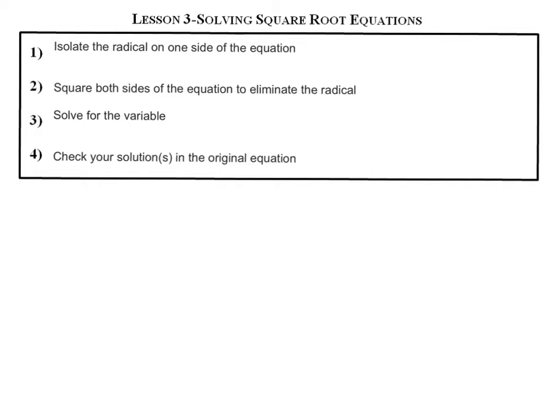My last step is my most important step of all. Once we get our solutions, we have to check those solutions in the original equation. Make sure you're always going back to the original equation, because sometimes when we do these steps for solving a square root equation, we introduce what's called extraneous roots. So we want to make sure that our solutions are actually solutions for the original equation.